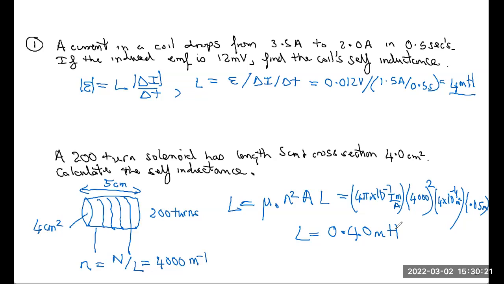And that's the self-inductance of that solenoid. Anyway, that was 2 examples about calculating self-inductance. One of them calculated the self-inductance of a coil from the phenomena of self-inductance and the relationship between induced EMF and the changing current. And the other one calculated the self-inductance of a solenoid from the geometry, the properties of the solenoid.